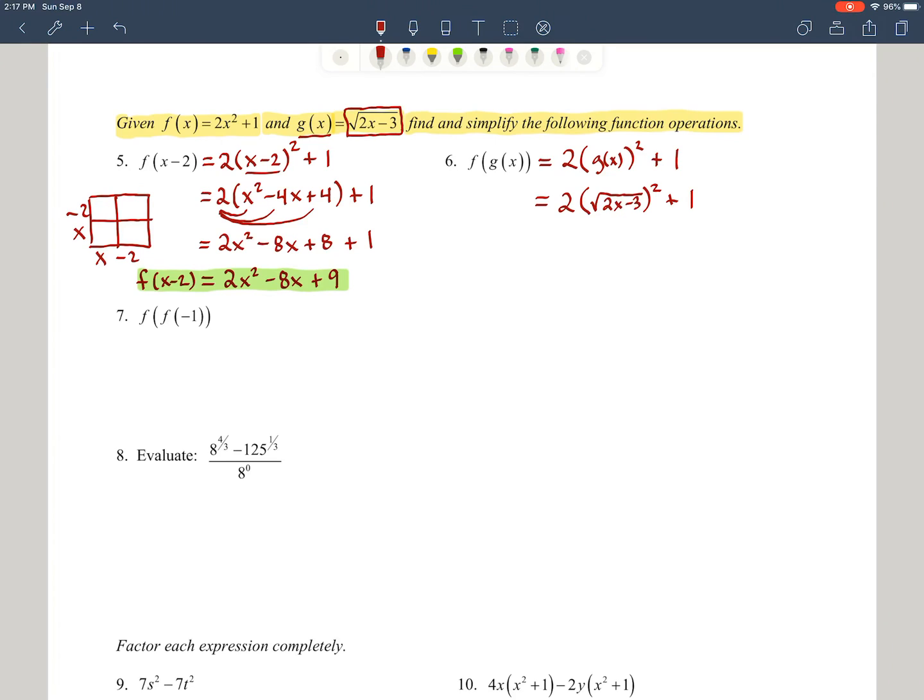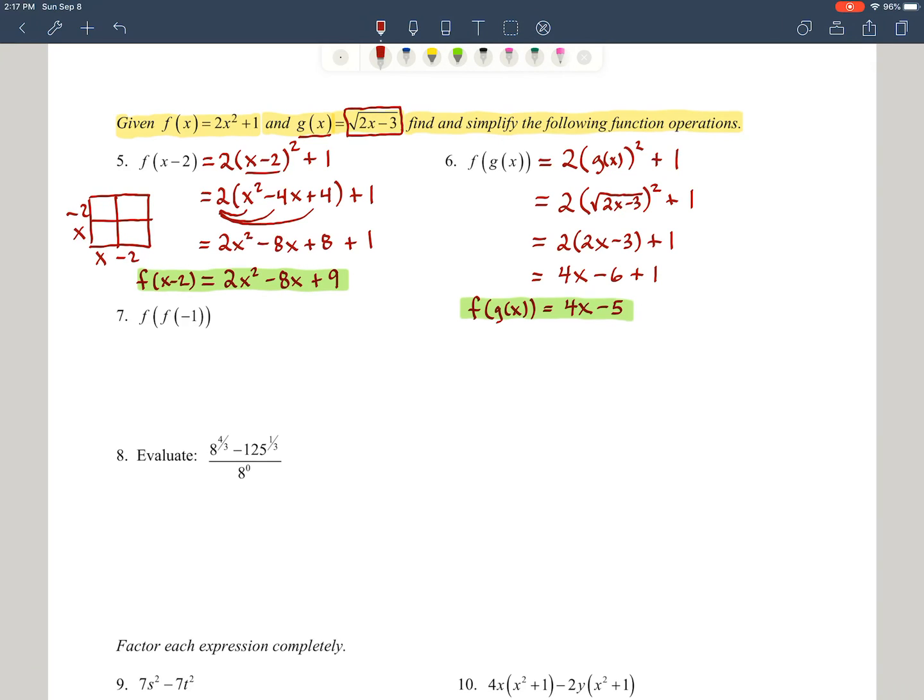And as we look to simplify, our 2x minus 3 is having the square root taken, and then we're squaring it, so they're inverse operations, which should just leave us with 2 times the quantity of 2x minus 3 plus 1. So after we distribute our 2, we should have 4x minus 6 plus 1. And in the end, our f of g of x should equal 4x minus 5. That is our answer for number 6.